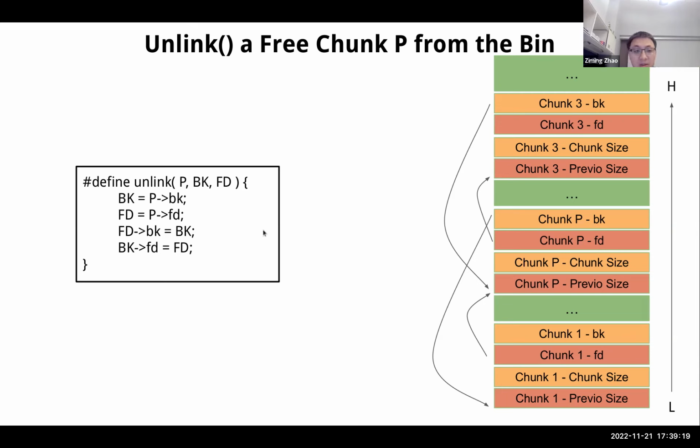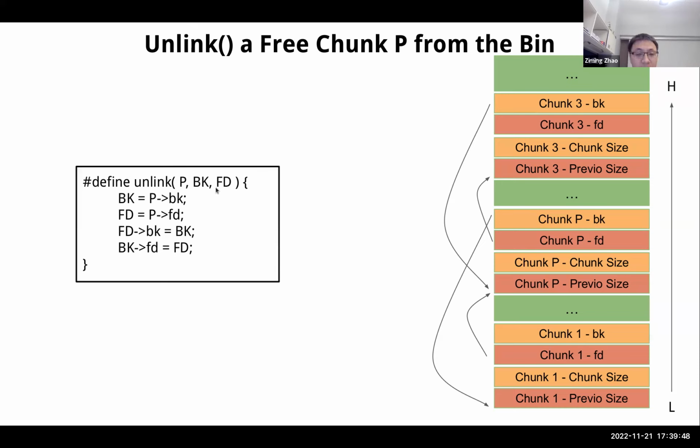So this is actually the source code from the C library. It's also just a macro. Unlink is just a macro. So this macro actually takes only one parameter, which is P. It's the chunk you want to unlink in this case. The BK and FD are actually not input. They are output.